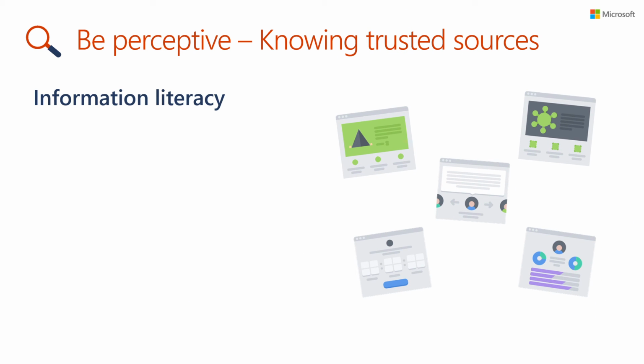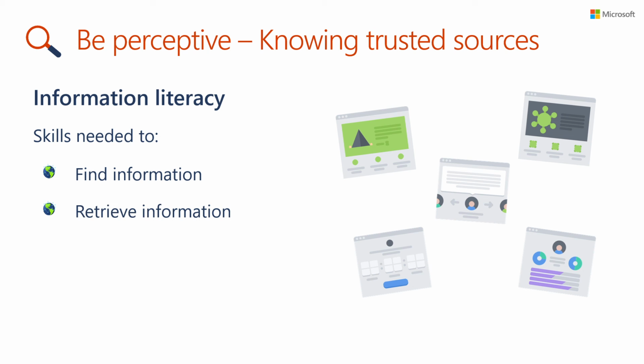The last one is be perceptive, knowing trusted sources. This is very important. It is also known as information literacy. You should be mindful of the source from which you are getting the information, and that source should be a trusted one. There is so much information on the internet, on YouTube or any other website. You need skills to find the information, retrieve it, analyze it, and use it. These are the four important skills required.